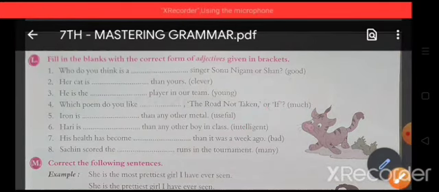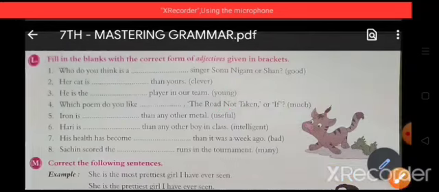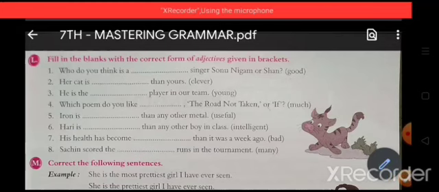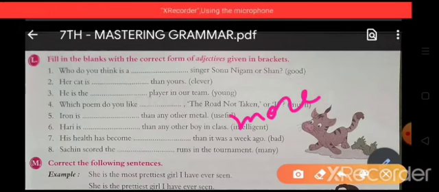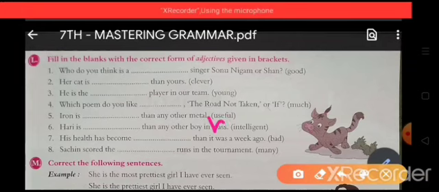He is the dash player in our team. Youngest. He is the youngest player in the team. Which poem do you like dash, The Road Not Taken or If? Which poem do you like more? More, The Road Not Taken or If. Iron is dash than any other metal. More useful.